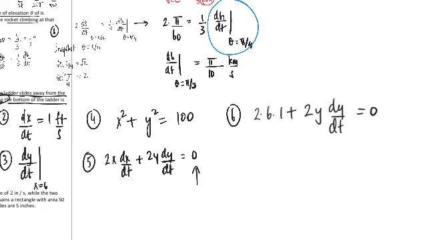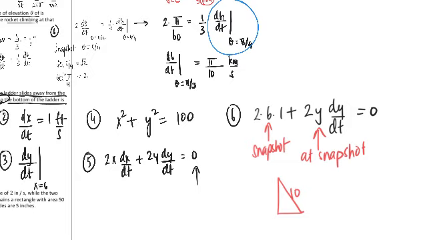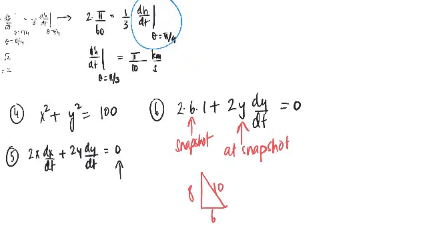Now here's an example of a problem with an additional step. We need the y at the snapshot moment. In general it's changing, but this is at the snapshot. The x here of 6 is at the snapshot. We need the y at that snapshot moment. So you just have to think, well, if this is 10 and this is 6, this must be 8 by Pythagoras theorem. And so now we can put in 8 for the y.